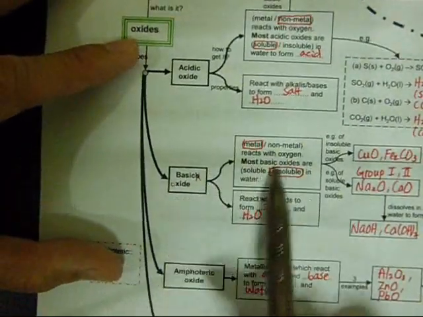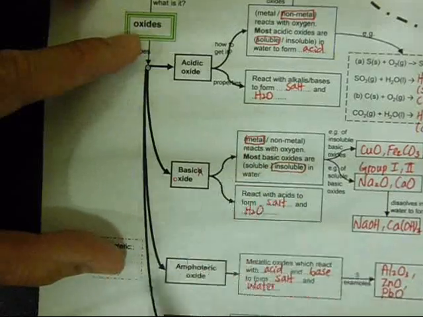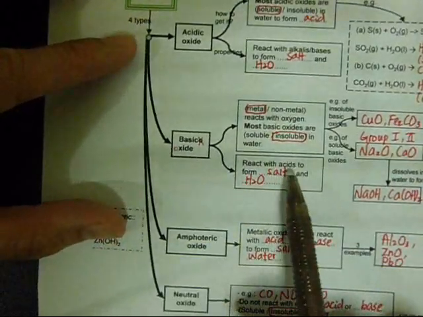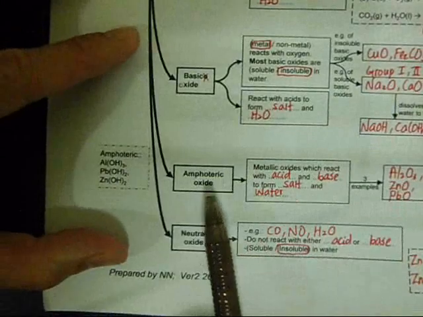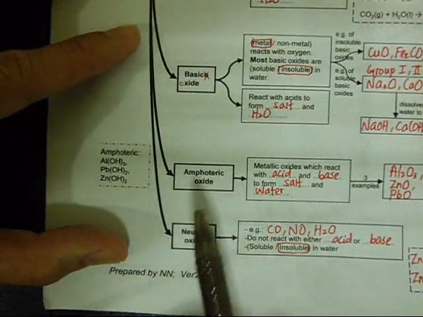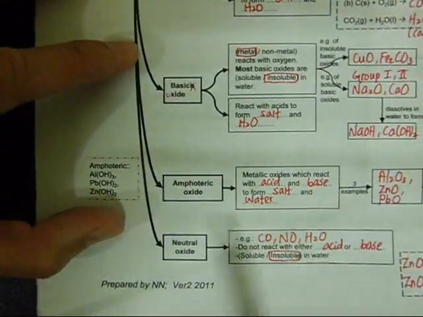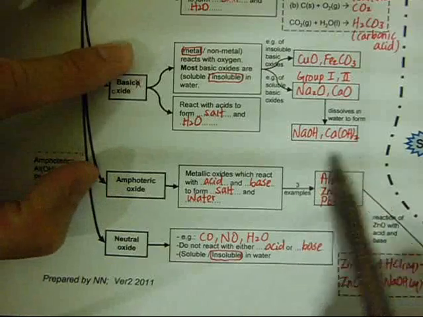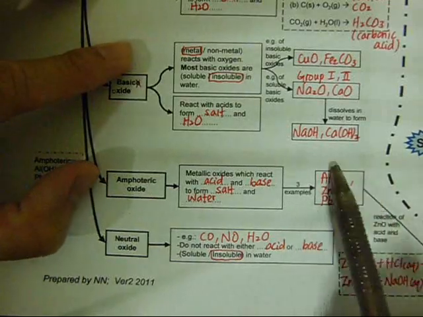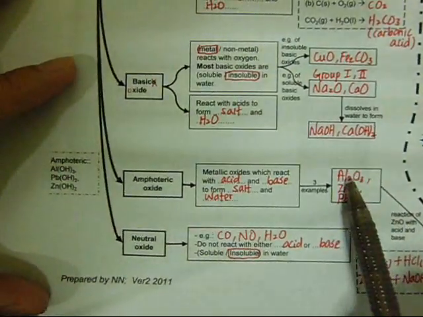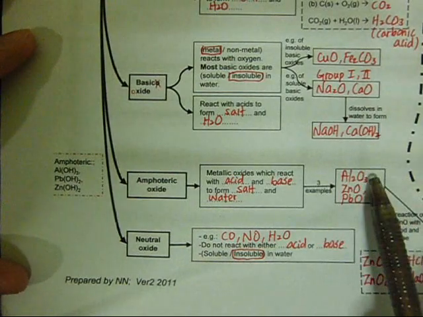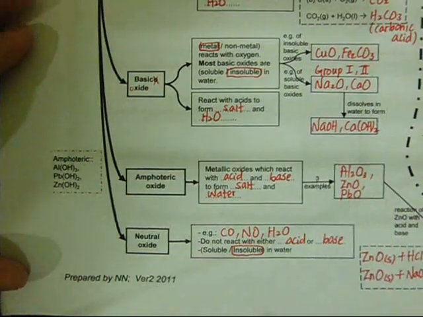Basic oxide basically is all the metal oxide. And the properties reacts with acids to form salt and water. And amphoteric oxide basically has both the properties of basic oxide and acidic oxide. Okay, react with acid and base to form salt and water. And these 3 examples you have to remember. Okay, these 3 are the examples of amphoteric oxide: aluminum oxide, zinc oxide, lead-2 oxide.